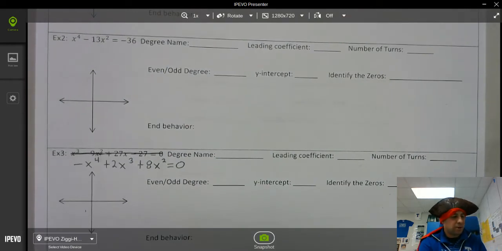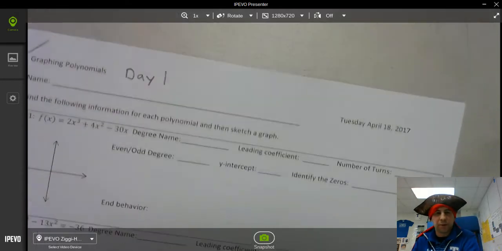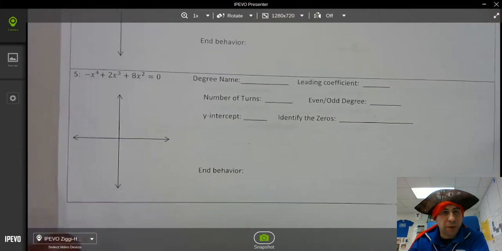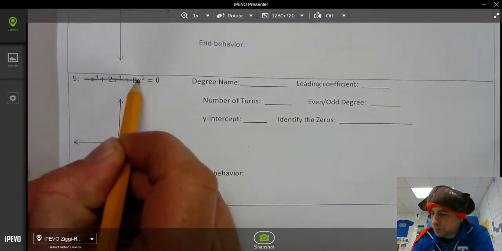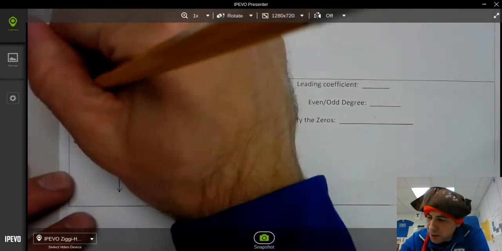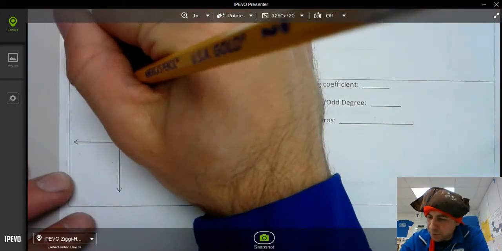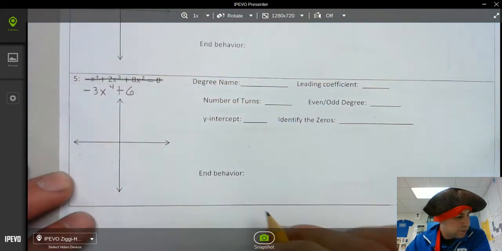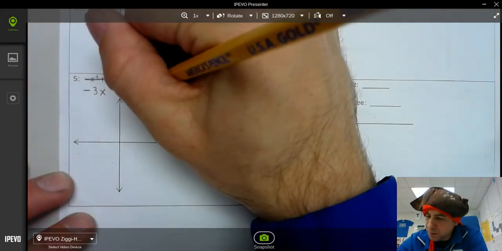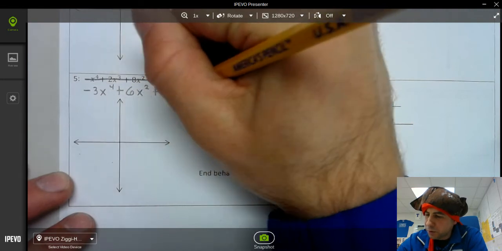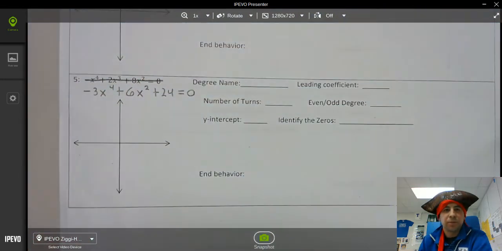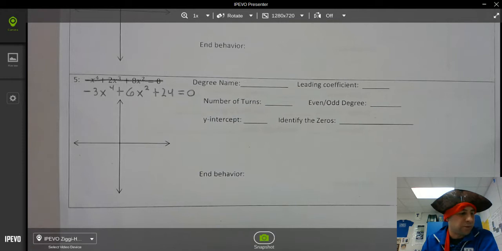And then the mistake number 3 is problem number 5. So turn to problem number 5. All right, problem number 5, mark that out. Okay, and it should be negative 3x to the 4th power plus 6x squared plus 24 equals 0. All right, so pause for a few seconds and fix number 5. All right, so those are the 3 mistakes. So now let's take a look at the examples.